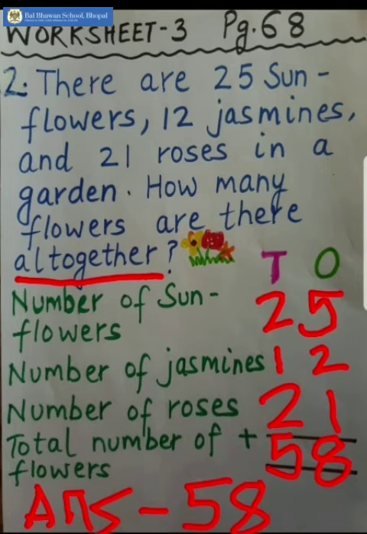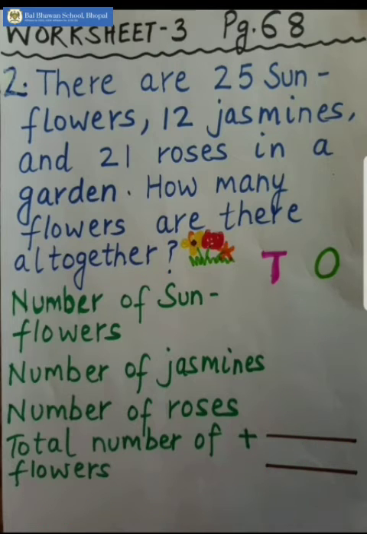So this way you are supposed to solve a word problem of addition where 3 numbers are given and all are 2-digit numbers. So I hope it is more clear to you. आपको और अच्छे से समझ में आ गया कि आपको एडिशन की वर्ड प्रॉब्लम्स कैसे सॉल्व करनी है. Thank you.